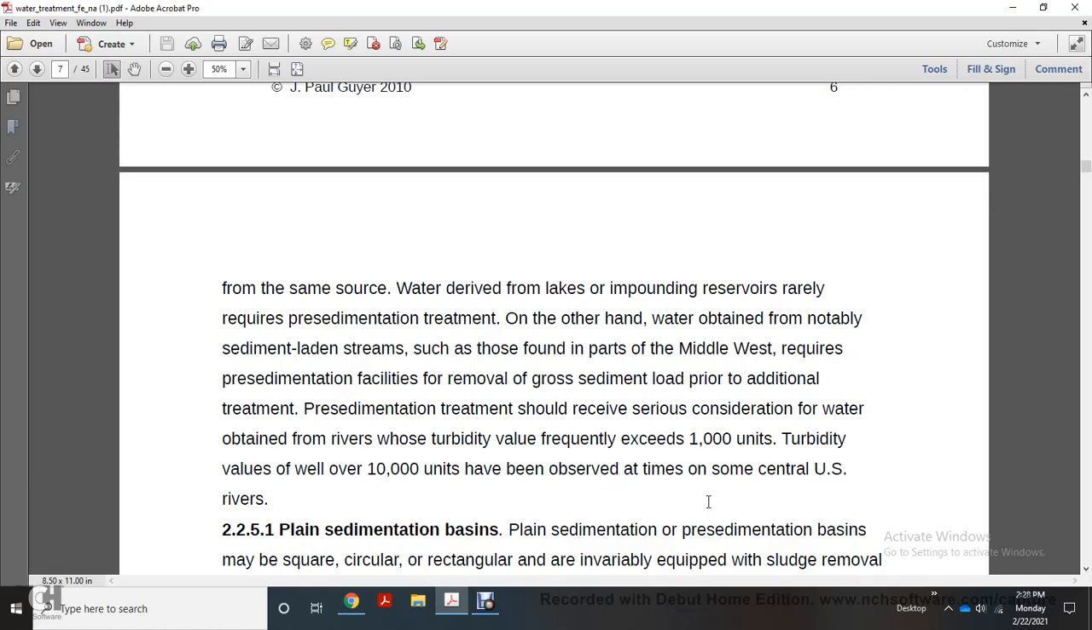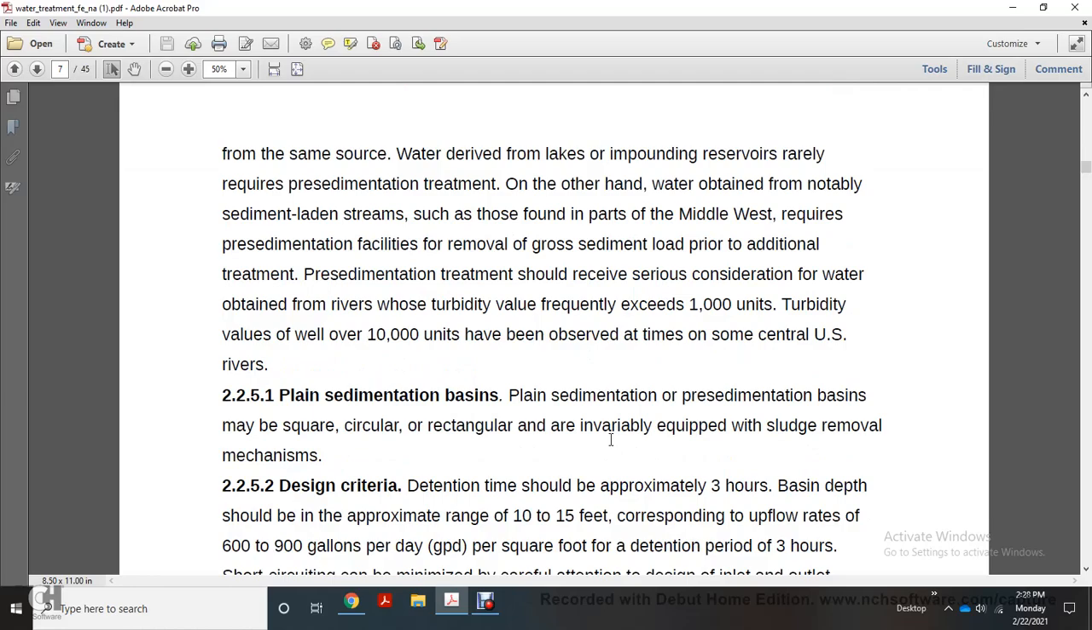On the other hand, water obtained from notably sediment-laden streams, such as those found in the Midwest, requires pre-sedimentation facilities for the removal of the gross sediment load prior to additional treatment. Pre-sedimentation treatment should receive serious consideration for water obtained from rivers whose turbidity values frequently exceed 1,000 units. Turbidity values over 10,000 units have been observed at times in some central U.S. rivers.